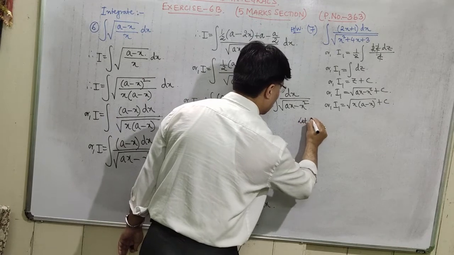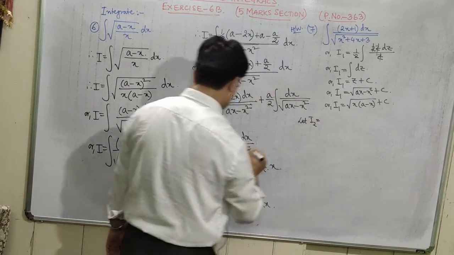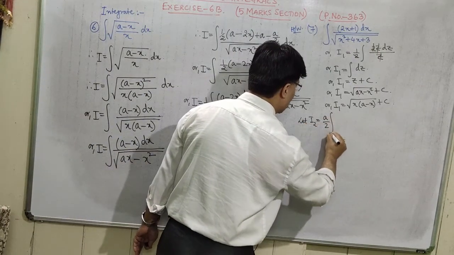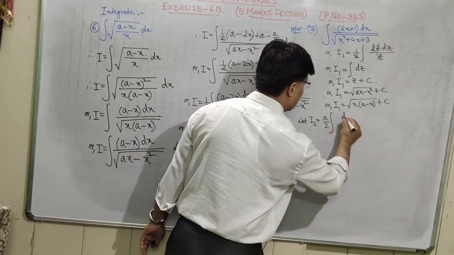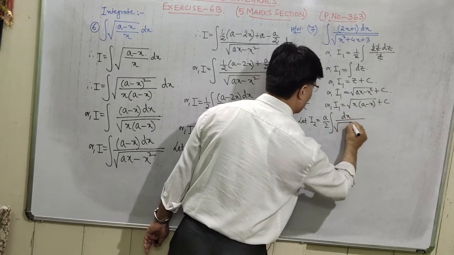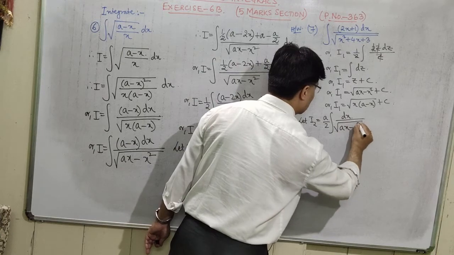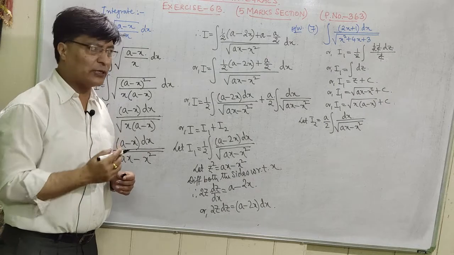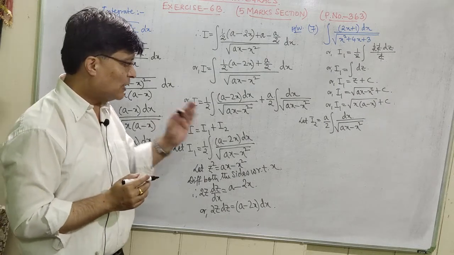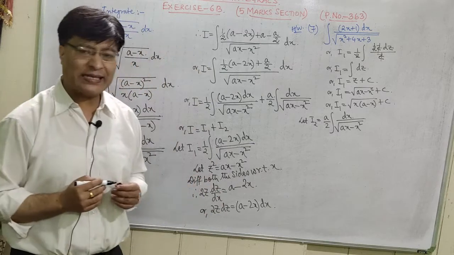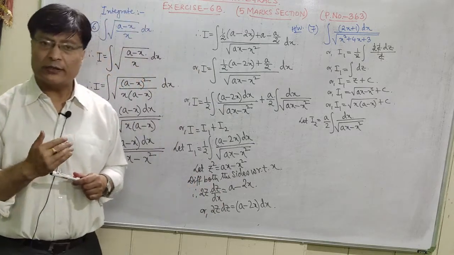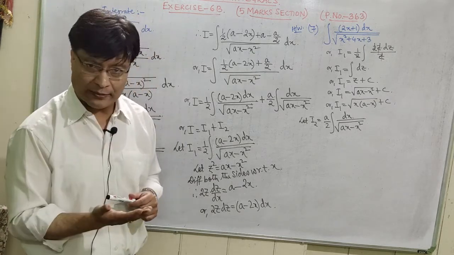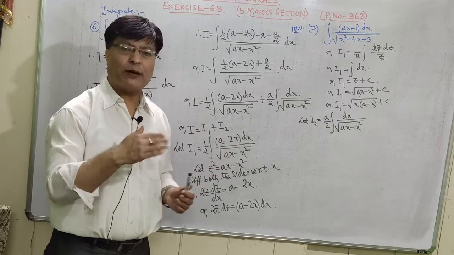So let I2 be equal to, what is I2? I2 here is a by 2 integration of dx divided by root over ax minus x square. So in the numerator there is 1 dx, and in the denominator we have the square root of ax minus x square. Here the expression contains the term x square as well as the term containing x to the power 1. So you have to convert it into perfect square form.